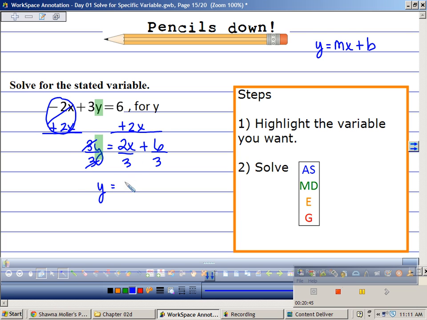Not just 2x, it's 2 over 3x, right? Yeah. Plus 2.